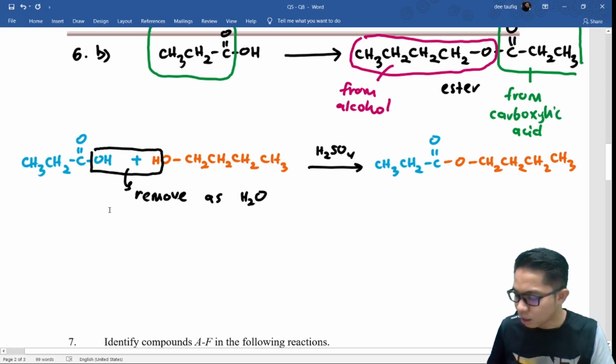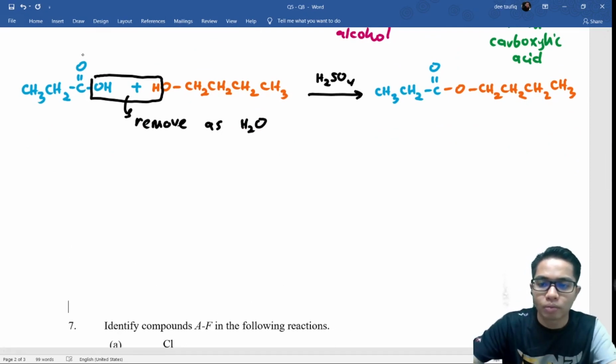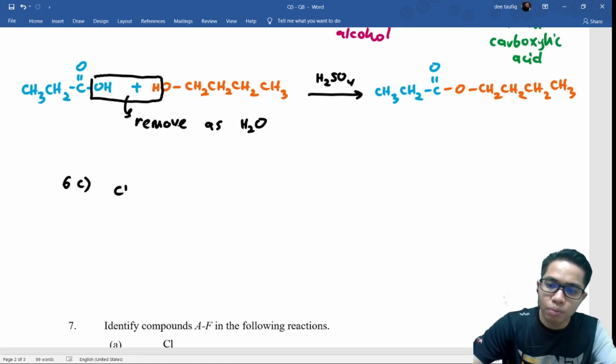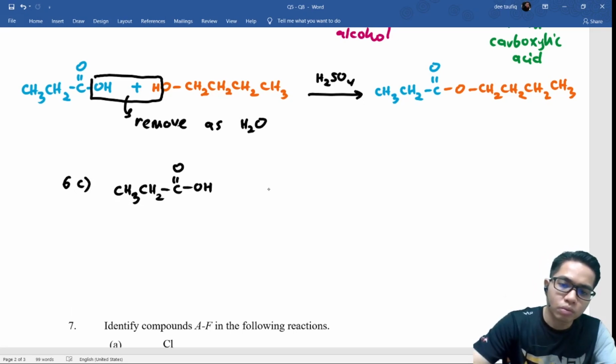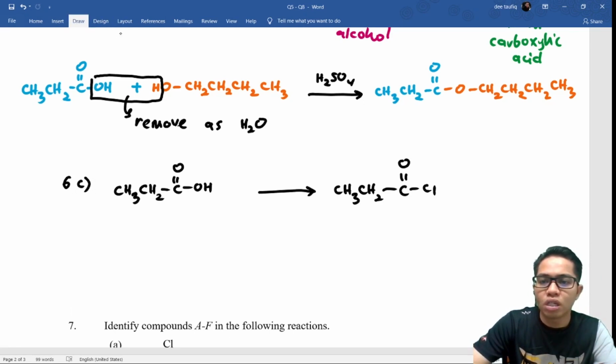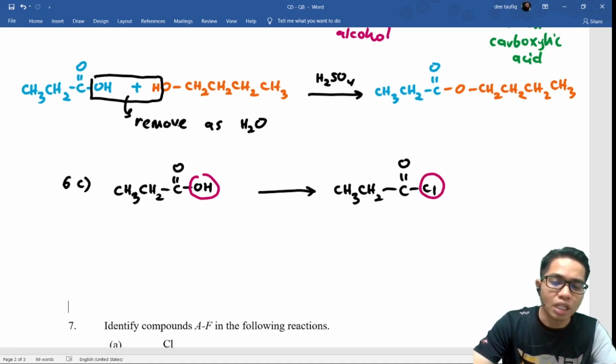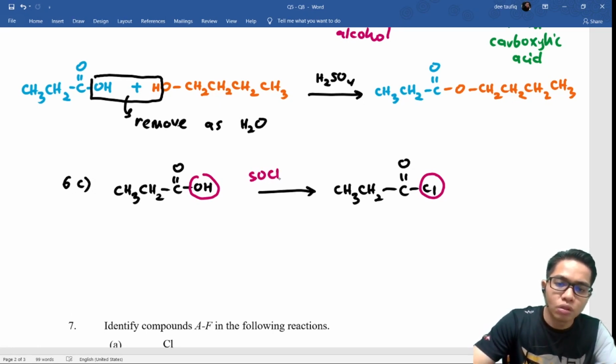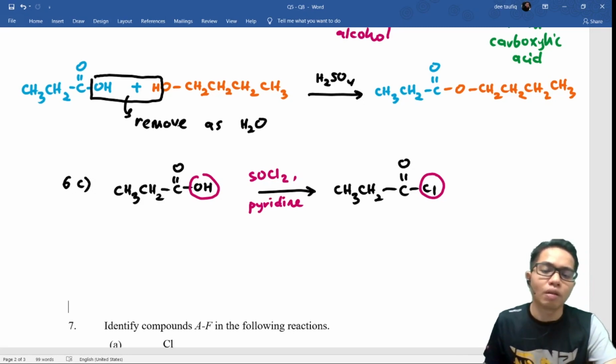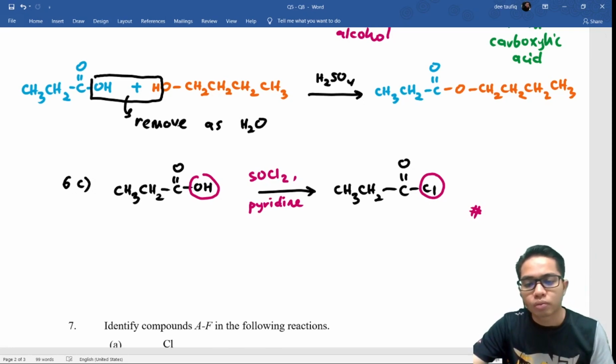Next, number 6C. Sini dia mudah sikit. So, dia nak convert from propanoic acid, CH3 CH2 C double bond O OH, converted into CH3 CH2 C double bond O Cl. So, we only want to change the OH part into Cl part. Yang ni mudah lah. So, saya boleh guna SOCl2 in pyridine ataupun PCl3 pun boleh. Kita biasa guna SOCl2 pyridine. Okay, settle. Nama C ni pendek, tak panjang.